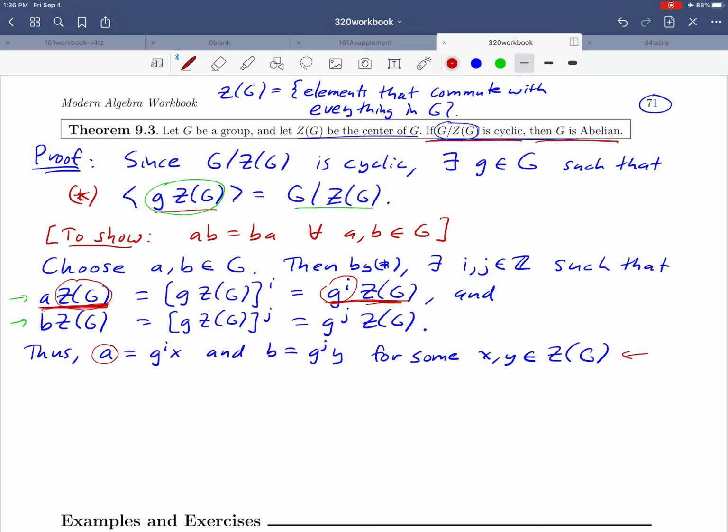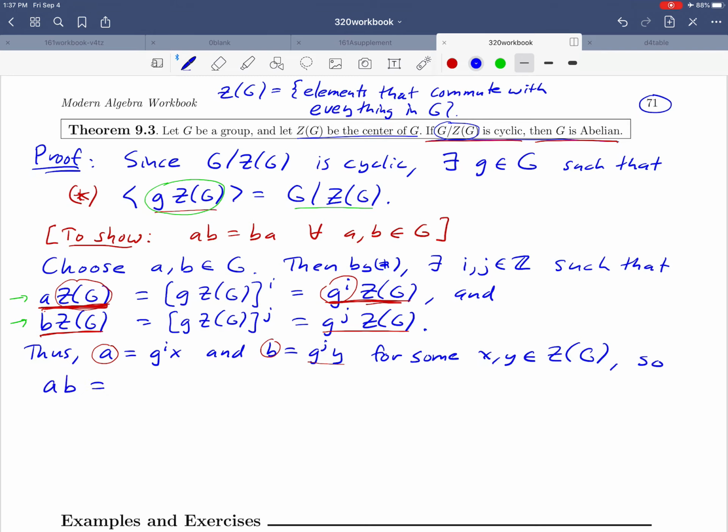Okay, and then we can say a similar thing for B. B has to live in this coset, and that coset is equal to g to the j times Z(G), so that just means that B has to be expressible as g to the j times some y that lives in the center. All right, now let's see what we can do with that observation that we made. So as a result of that, here's what we claim.